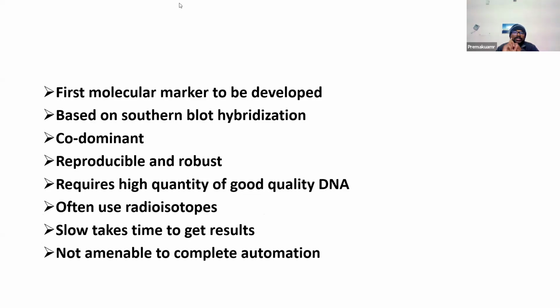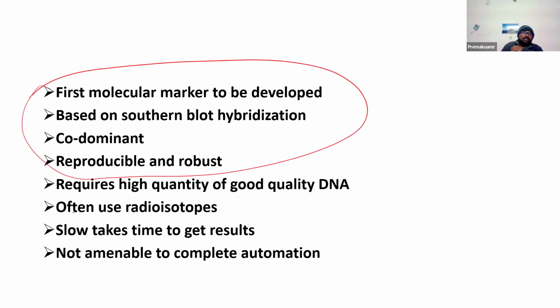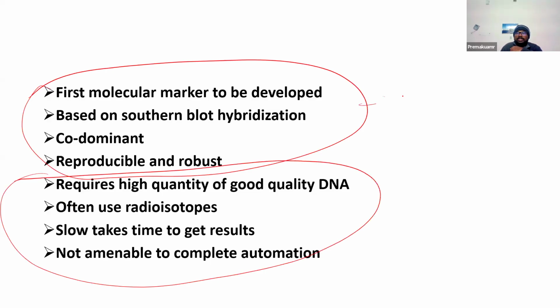And this marker system is highly reproducible and very robust. And it requires high quantity of quality DNA, and it uses radioisotopes. These are some of the limitations of this marker system. These are the advantages, and these are the limitations.